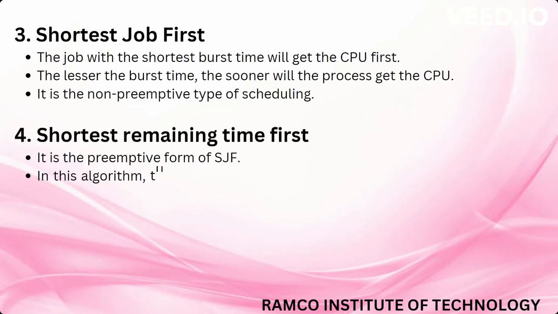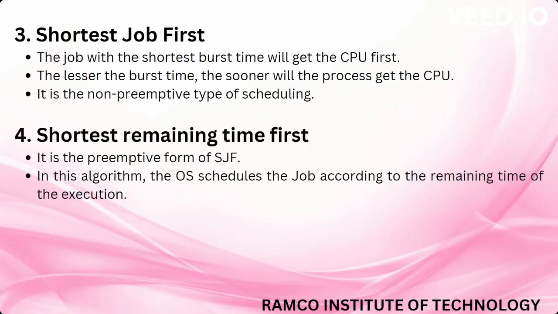Shortest job first scheduling. In this type of scheduling, the shortest burst time will get the CPU first, which means from the available processes, the process having the lesser burst time will get the CPU first. It is the non-preemptive type of scheduling. Next type is shortest remaining time first. It is the preemptive form of shortest job first scheduling. In this type, the operating system schedules the job according to their remaining time of execution.